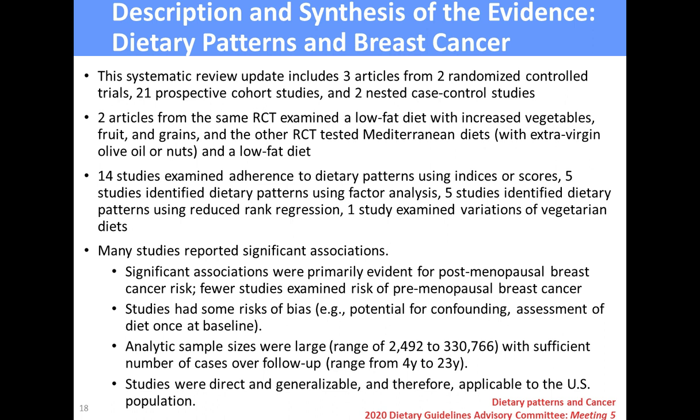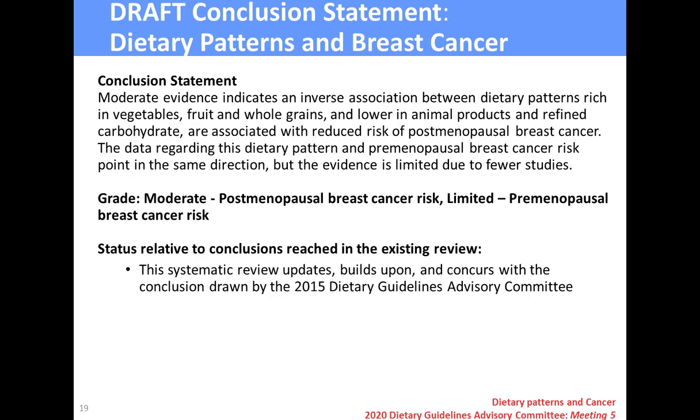Many studies reported significant associations. Significant associations were primarily evident for postmenopausal breast cancer risk. Fewer studies examined premenopausal breast cancer. Studies had some risks of bias, potential for confounding, assessment of diet once at baseline. The analytical samples were large, ranging from about 2,500 to 330,766, with sufficient number of cases over follow-up, a range of 4 years to 23 years, and the studies were direct and generalizable, therefore applicable to the U.S. population.